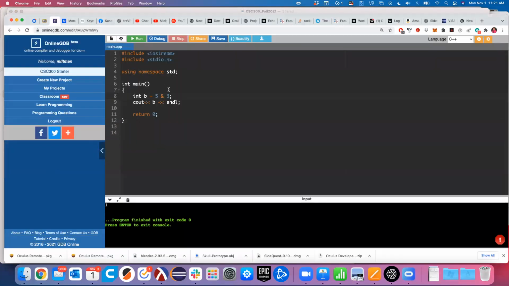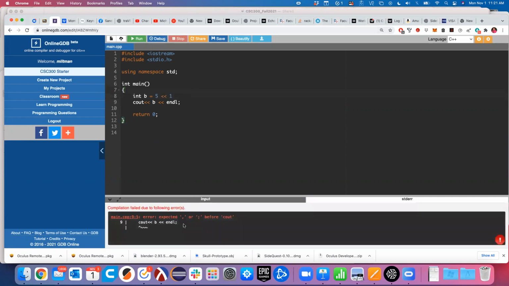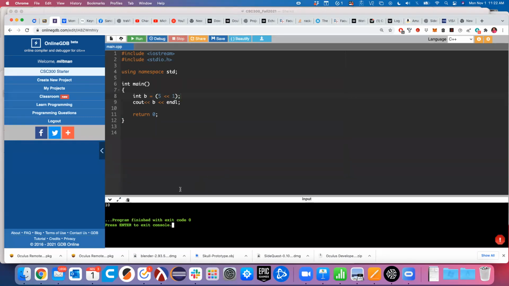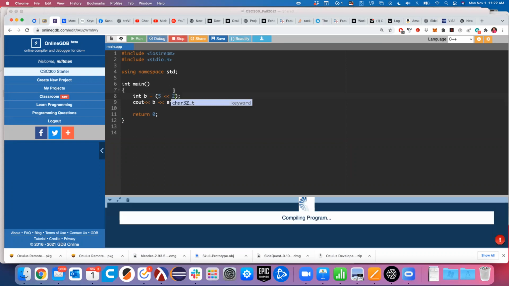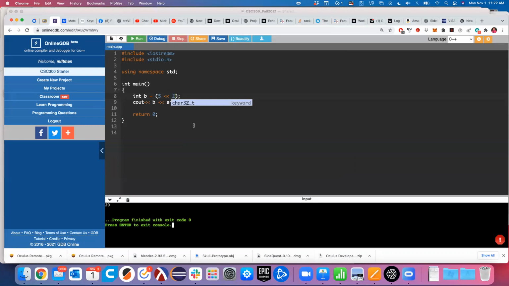So let's go into the code here. And let's say 5 left shifted 1. Oh, I didn't have a semicolon at the end of it. There's our 10 multiplied by 2. If I left shift it 2. There's our 20 multiplied by 2, then multiply by 2 again.